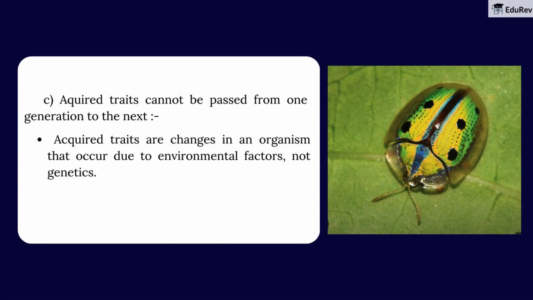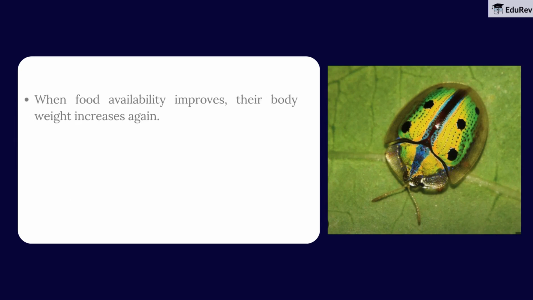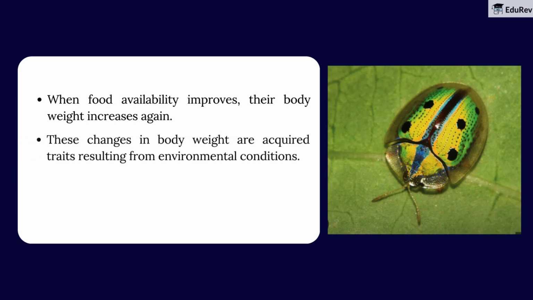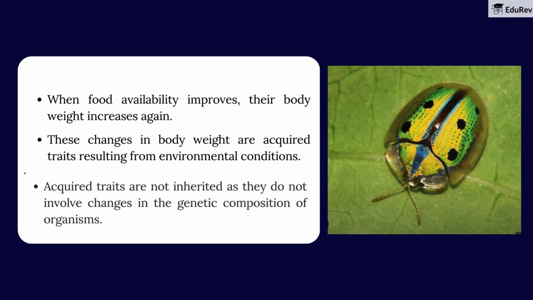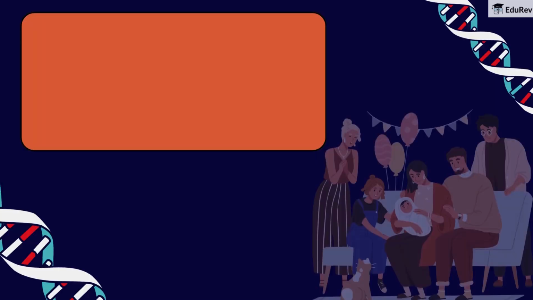Acquired traits are changes in an organism that occur due to environmental factors, not genetics. For example, if beetles face a food shortage, their body weight decreases. But when food availability improves, their body weight increases again. These changes in body weight are acquired traits resulting from environmental conditions. Acquired traits are not inherited as they do not involve changes in the genetic composition of organisms.